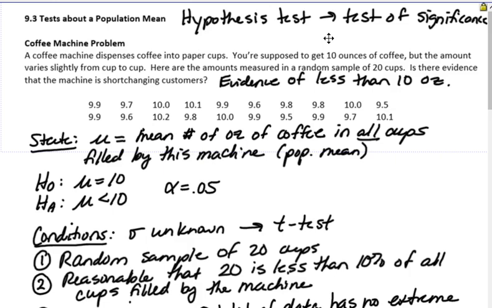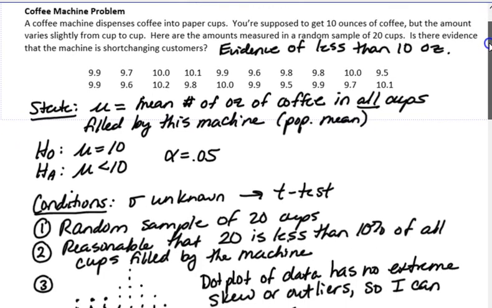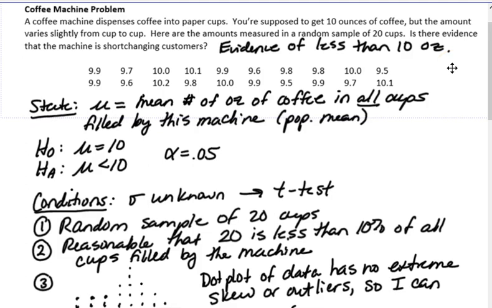I'm going to go quickly through the state and the conditions steps because I think the book example does a good job of taking care of that, but I want to spend a little more time on the calculations because the book spends a lot of time working with a table, which is not my preferred method of doing the calculations. So in this problem, we have a coffee machine that dispenses coffee into paper cups.